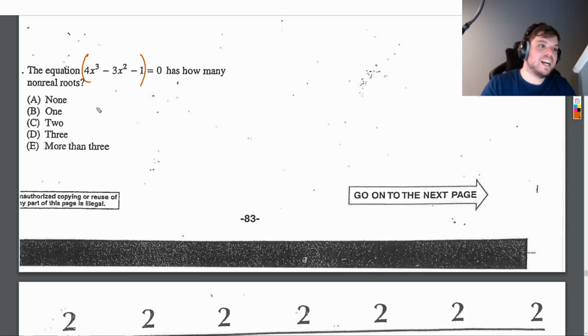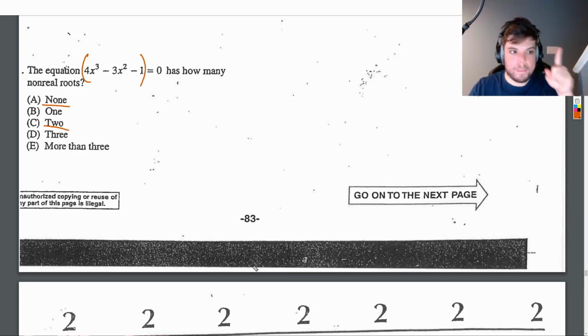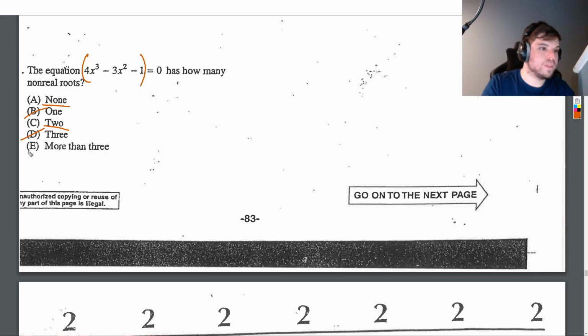So for this, it either has no complex roots or 2 complex roots. You can't have a cubic polynomial with 3 complex roots. It's not possible. You can only ever have an even number of complex roots. There cannot be 3. There cannot be 1. There certainly can't be more than 3, because for every cubic polynomial, there are only 3 roots, period. So either 2 of them are complex or none of them are complex. Now that we get that out of the way, we have a cubic polynomial, 4x cubed minus 3x squared minus 1.